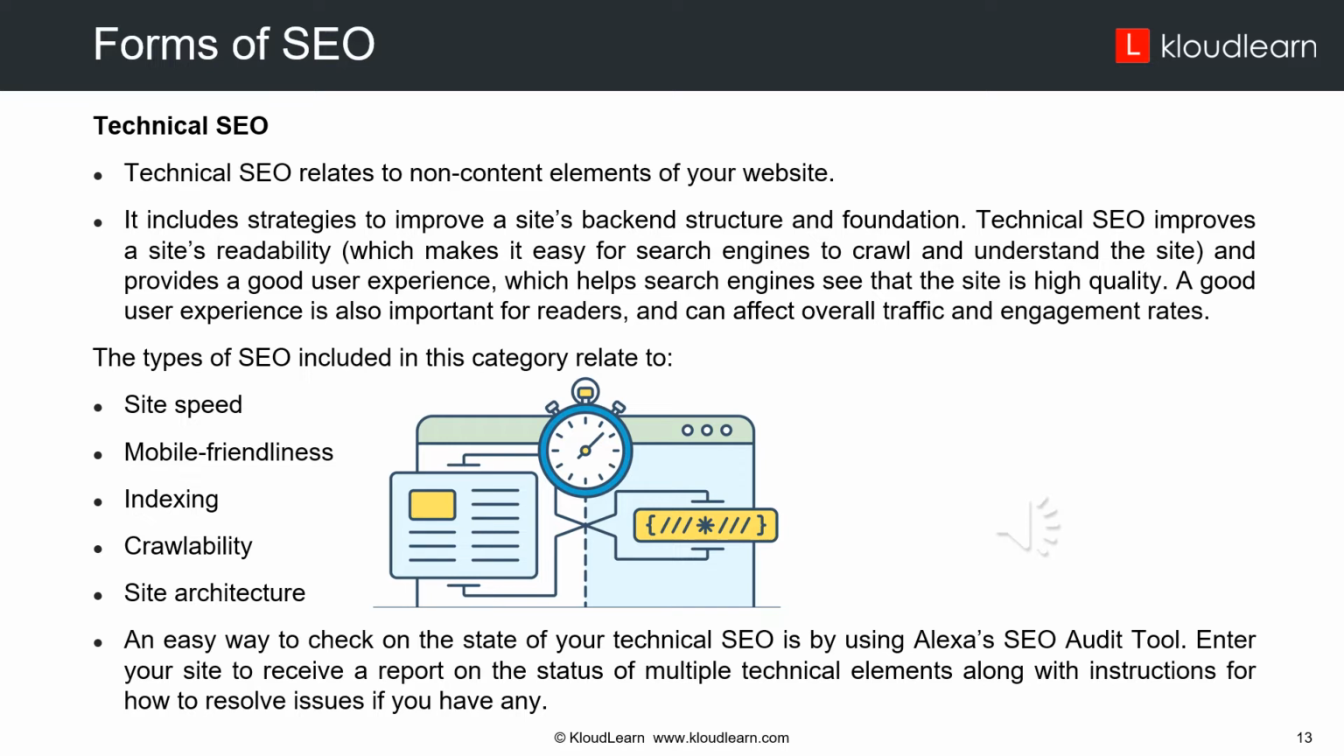The types of SEO included in this category relate to site speed, mobile friendliness, indexing, crawlability, site architecture. An easy way to check on the state of your technical SEO is by using Alexa's SEO audit tool. Enter your site to receive a report on the status of multiple technical elements along with instructions for how to resolve issues if you have any.